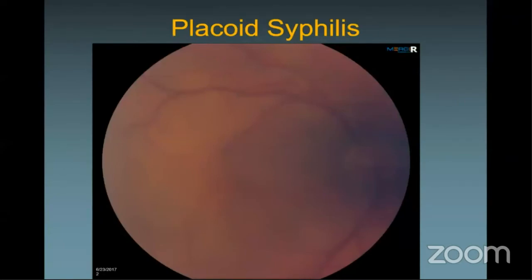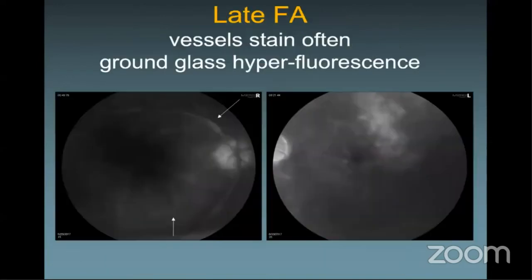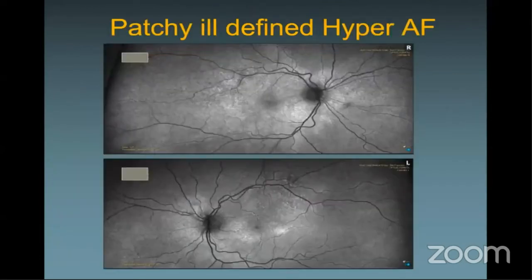Here's a placoid syphilis with very ill-defined borders. As you can see, it's bilateral, with indistinct margins. The fluorescein angiogram shows this ground glass hyperfluorescence that's not as intense as we saw in the previous examples. In addition, most patients with syphilis can have some vascular staining, which is a good feature to look for to establish the diagnosis. Autofluorescence imaging in syphilis shows patchy, ill-defined hyperautofluorescence, unlike the autofluorescence features that we saw in the previous two examples.